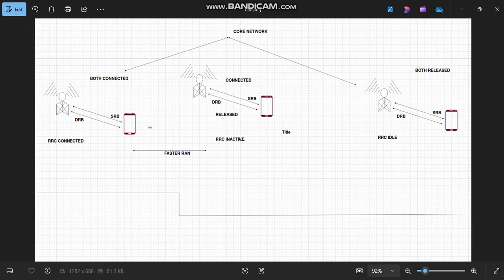So when coming back from the RRC inactive state to the RRC connected mode, a faster radio access network process happens, since only the data radio bearers have to be connected. So this is a lower latency process compared to the UE coming back from RRC idle to RRC connected state. RRC inactive avoids the core network and latency will be reduced. So this will give a faster radio access network.